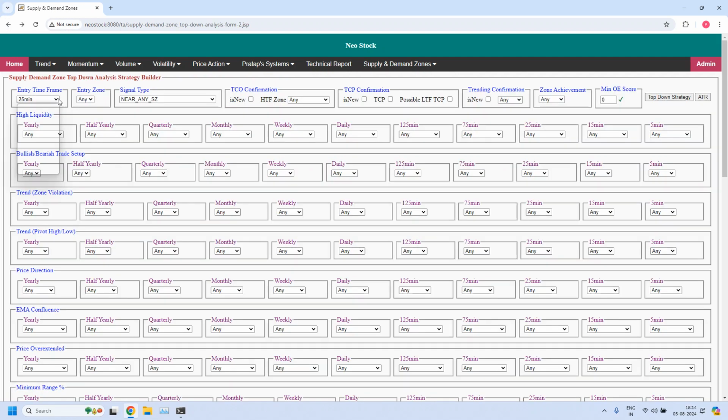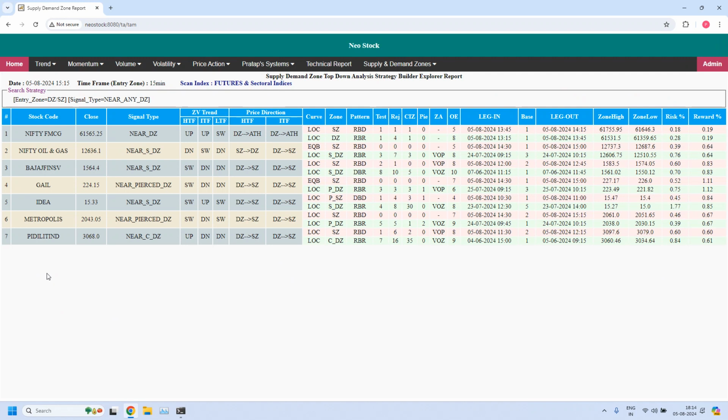So I'm going back and changing the time frame to 15 minutes. Let us find the stocks near 15 minutes demand zone. So 7 stocks are filtered near to the 15 minutes demand zone. And many of these demand zones are at low on the curve.